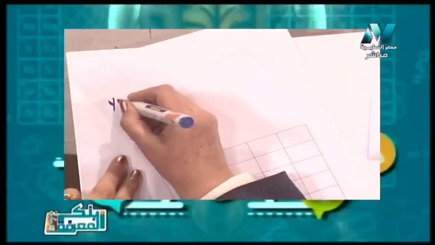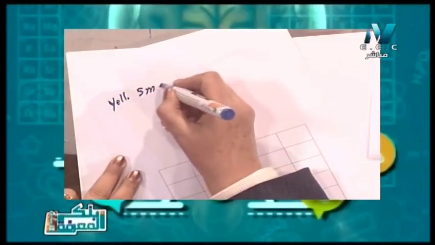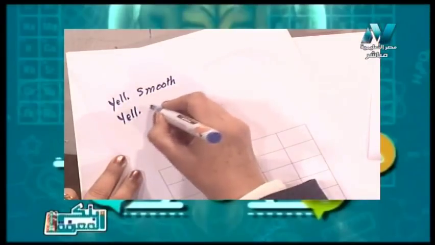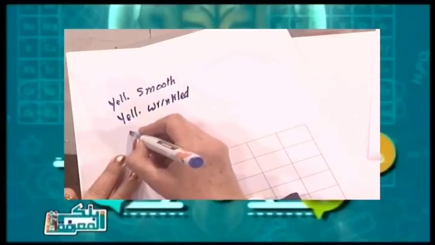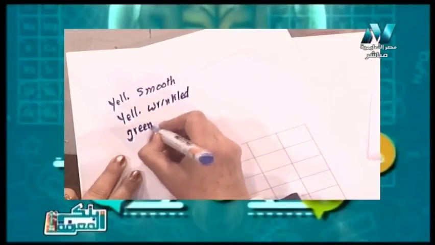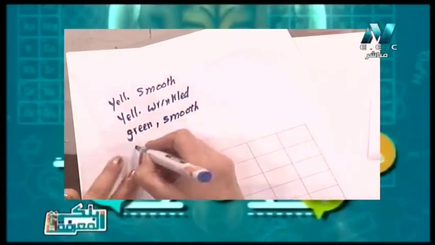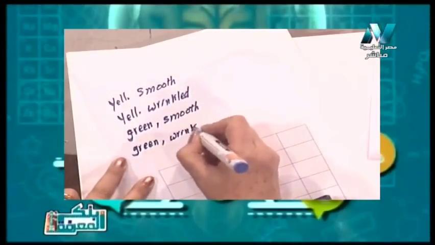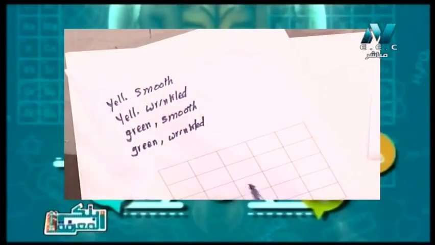are having yellow seeds and at the same time smooth seeds, and how many yellow with wrinkled seeds, how many green with smooth, and how many green with wrinkled. Because we study two genes or two pairs of genes, so we will have another ratio.